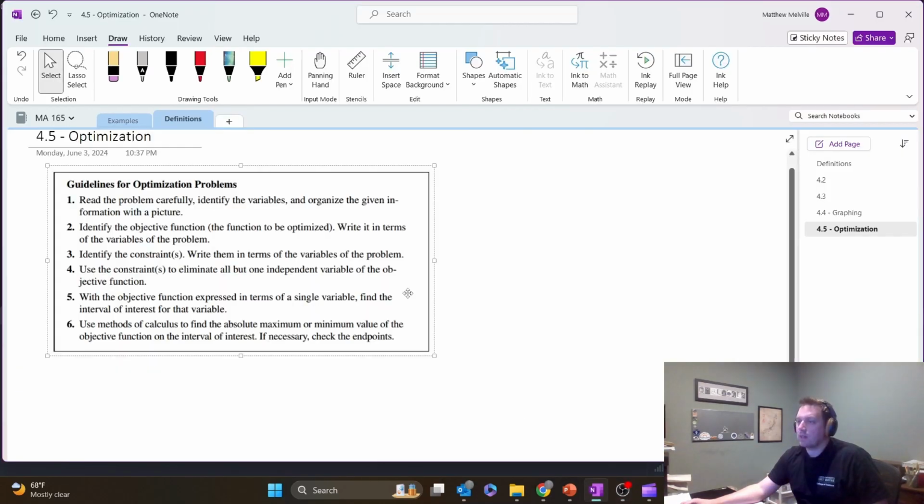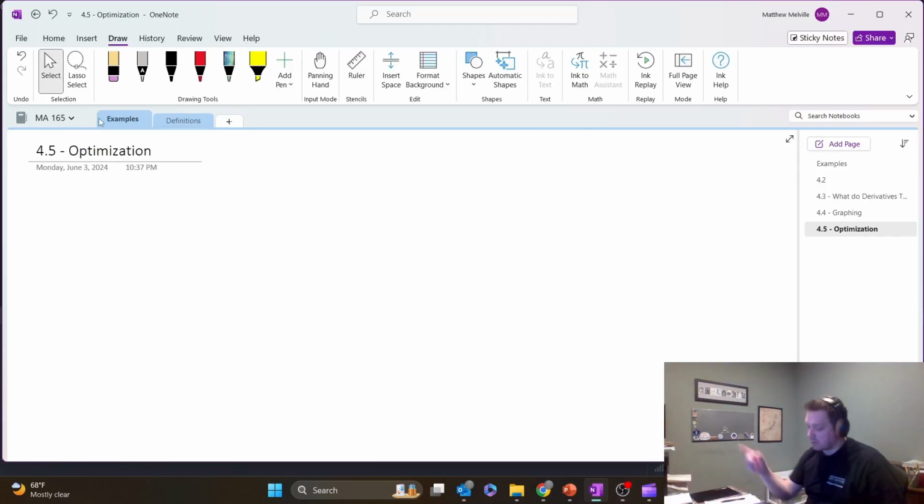All right, guys. So today we're going to do some optimization problems. It's 4.5. And optimization is really just trying to find the most efficient way to do something, whether that's maximizing your dimensions to give you the most volume, or maximizing profits, or doing anything like the most efficient way.